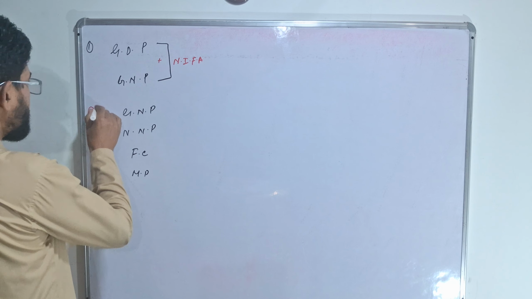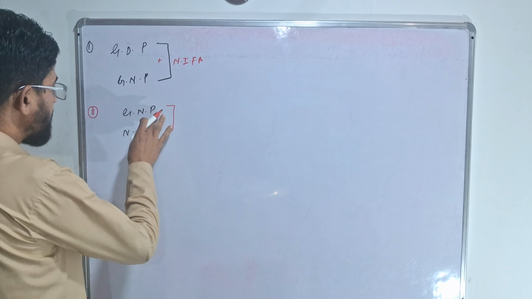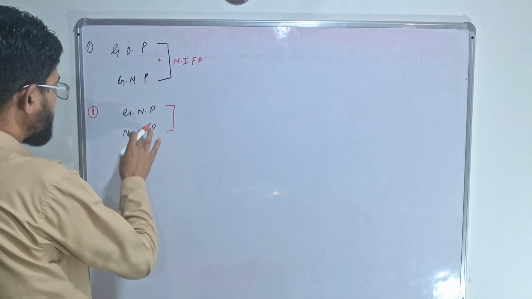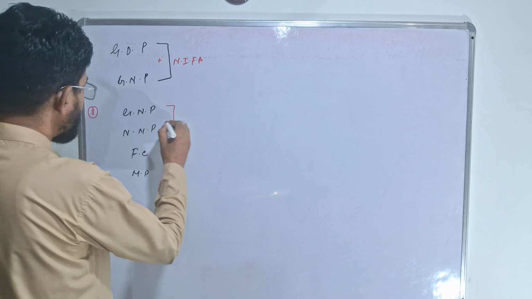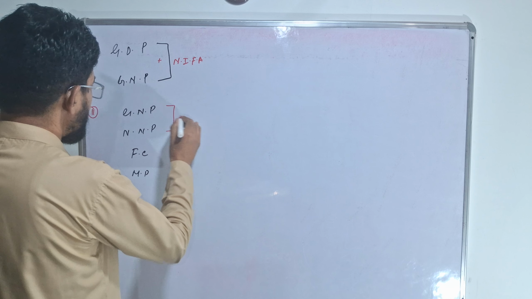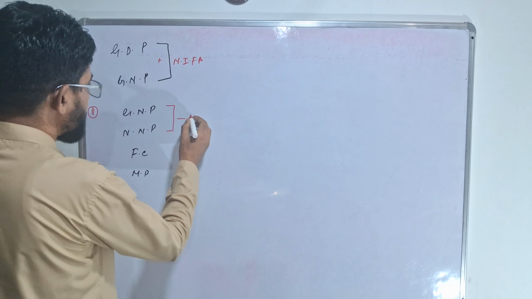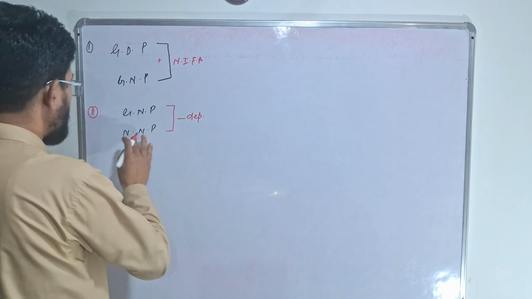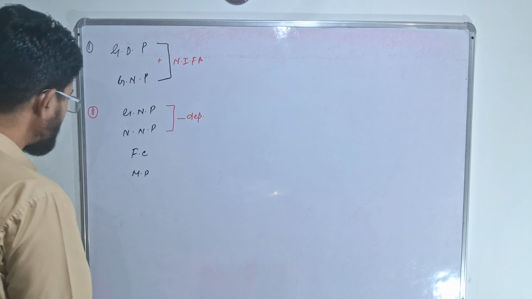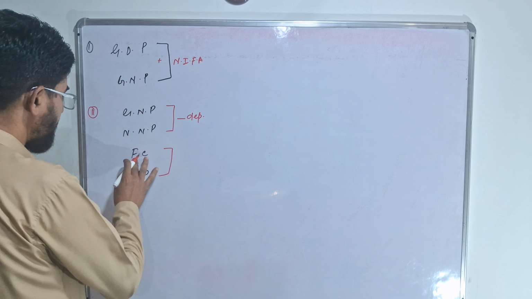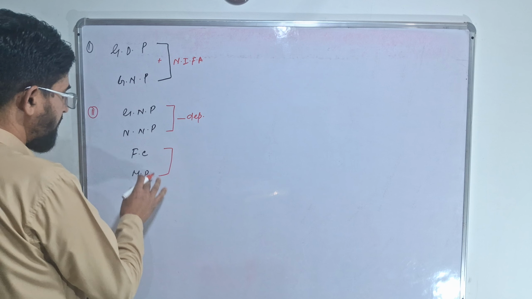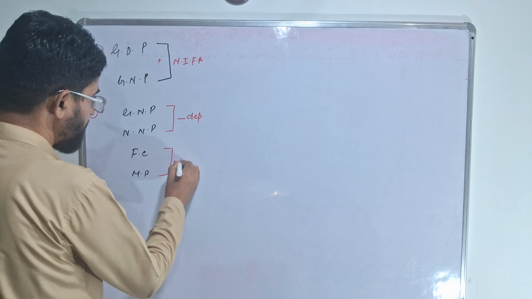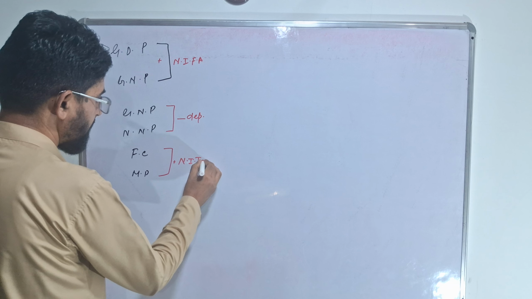Similarly, in the second case, gross national product and net national product. Here is gross, here is net. Gross national product, to arrive at net national product, we have to minus depreciation. We will get net national product. Similarly, from factor cost to market price, we add net indirect taxes minus subsidies.